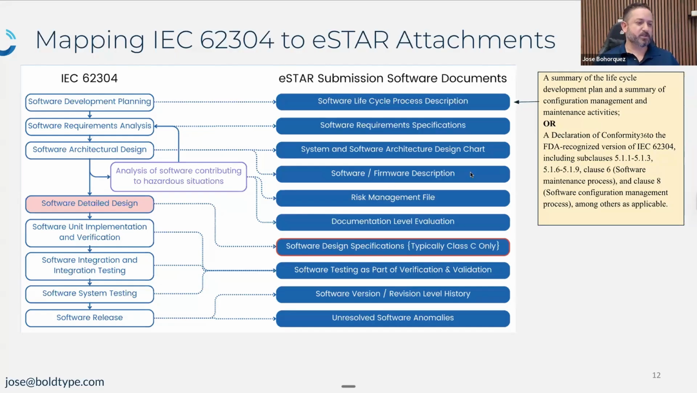Your software firmware description is not really something that 62304 calls for, but if you've got a good architecture document, and the requirements for 62304 for your architecture process are a bit more in depth than actually what FDA calls for, you should have enough detail in that where you can fairly easily come up with that description. The analysis of software contributing to hazardous situation, again, that's clause 7 of 62304, would be part of it, but it's not going to be sufficient for your risk management file. And then it'll feed into your documentation level evaluation.